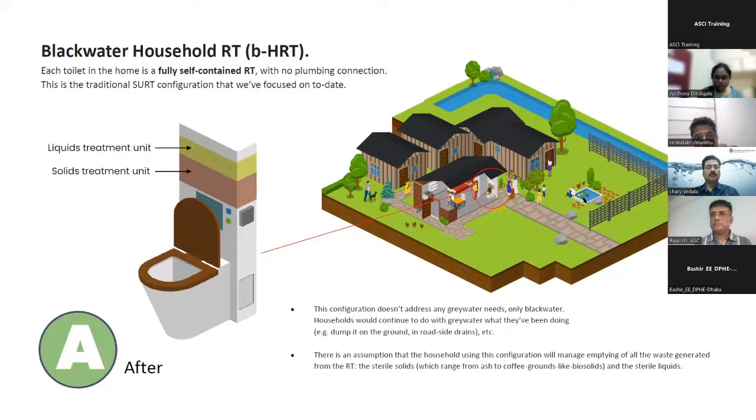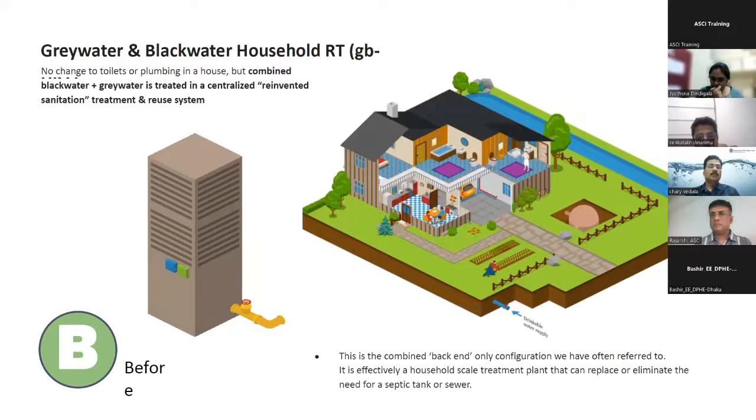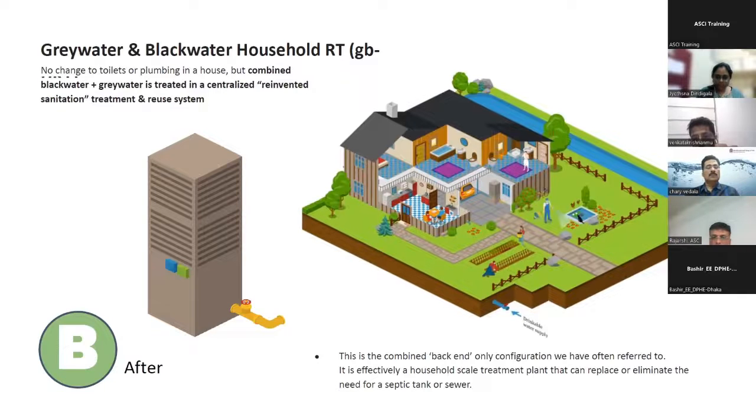Next slide, please. A few other configurations. You could have a gray water and black water household. RT is essentially the reinvented toilet as well. Again, as you can see, there is an on-site treatment system in this part of the slide, and this is before, with a usual setting. If you go to the next slide and see the impact visually after, that piece is completely eliminated.